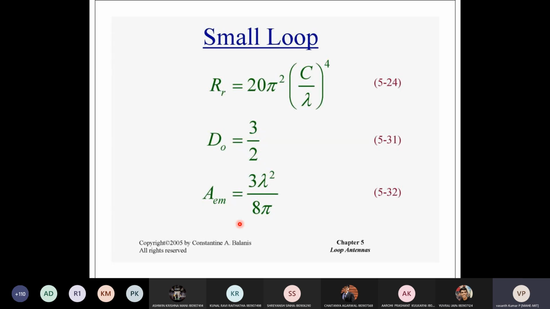Yes, sir. It is a very short chapter, so easy. You will definitely get some questions, so you should focus on this. You should not leave this topic. This is just a small circular loop. That's all: finding radiation resistance, D naught, A em, and showing that a small circular loop is equal to an infinitesimal magnetic dipole. These are the things discussed. If you know that much, it is more than enough.